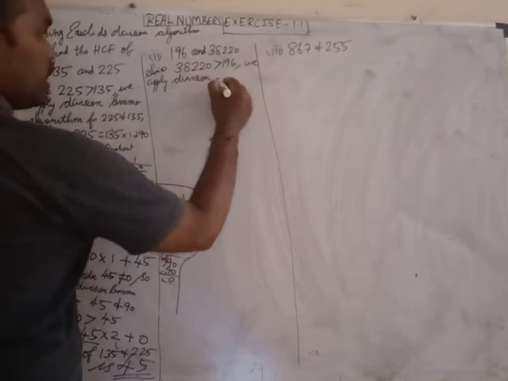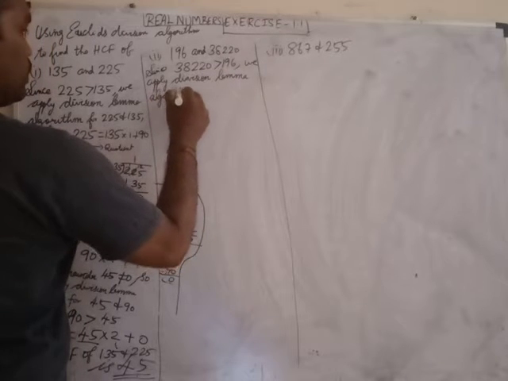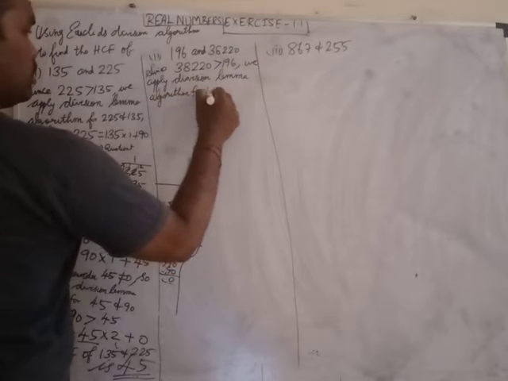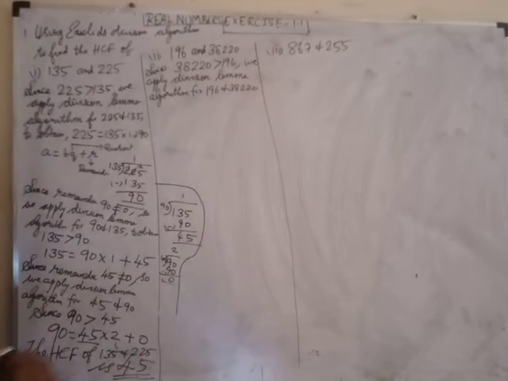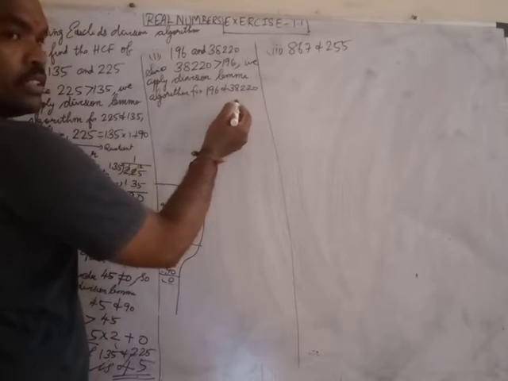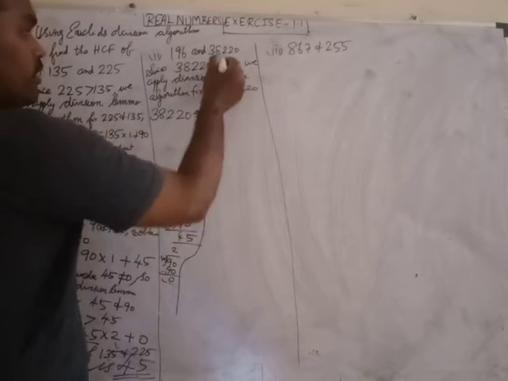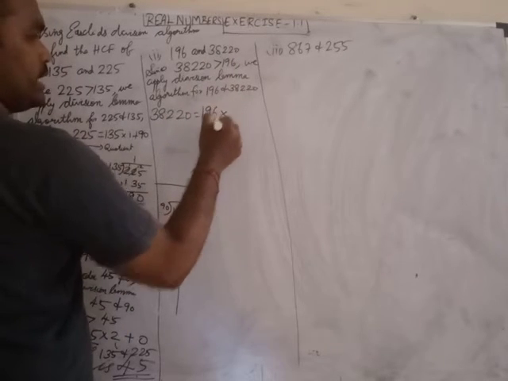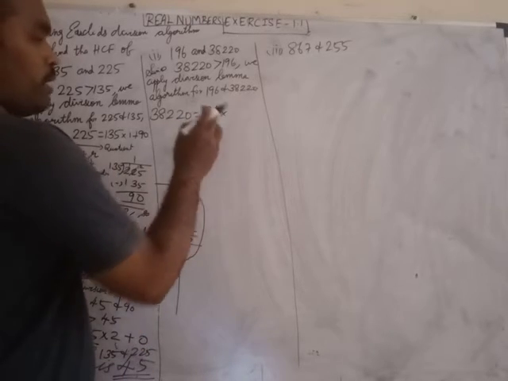Division lemma algorithm. For which one? 196 and 38,220. Okay, so which is greater? 38,220 is greater. Which number is there? 196. So which number do we need to multiply it with? We need to multiply with 3 digits only.